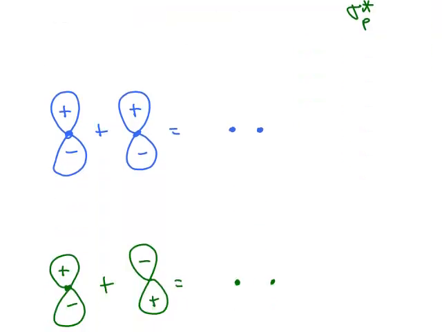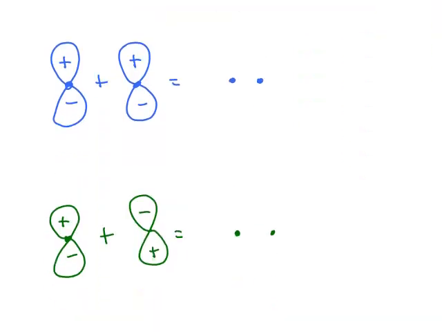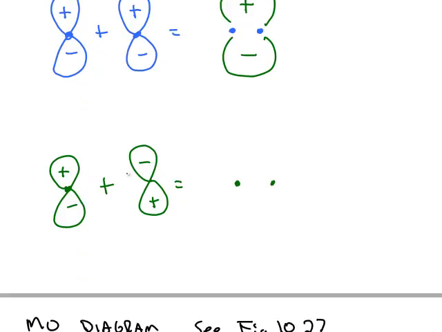We can see the other possibility if the p orbitals are oriented this way. This time, positive overlaps positive. We get constructive interference above. Negative overlaps negative. That's constructive interference below the internuclear axis. When we do the subtraction, positive overlaps negative. That's going to give us destructive interference.